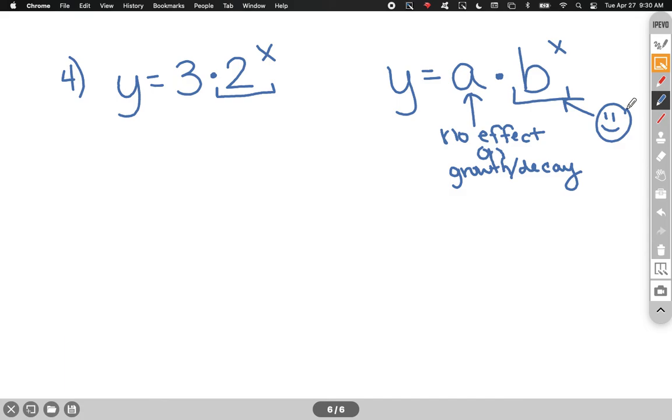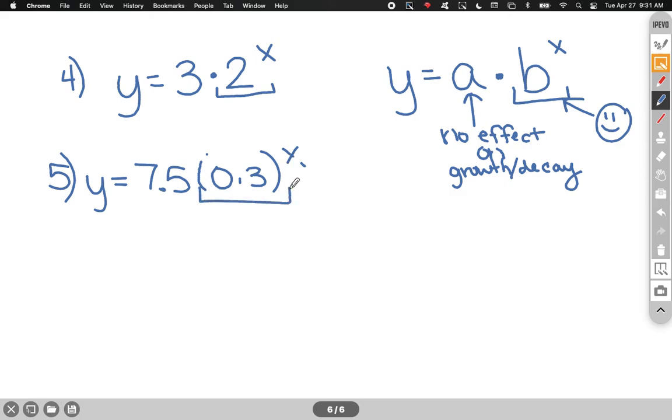So we only look at the base that's with the power. So now let's see if you guys can tell me some of these and if it's growth or decay. All right, we've got two numbers to look at. We've got a 7.5 and a 0.3. Which one is the base for the power? The 0.3. So on this one, the 7.5 has no effect on growth or decay. We're looking at the 0.3.